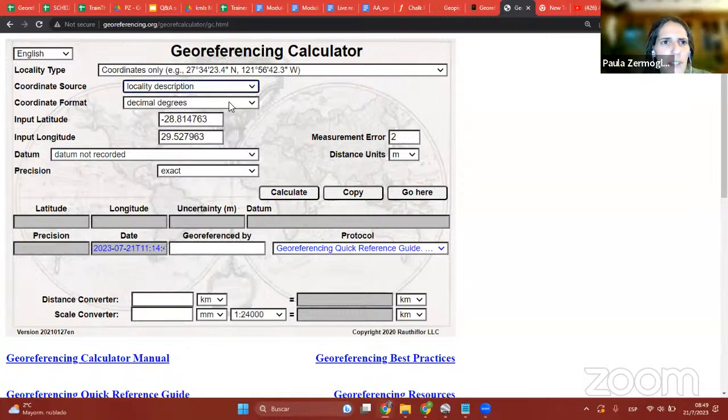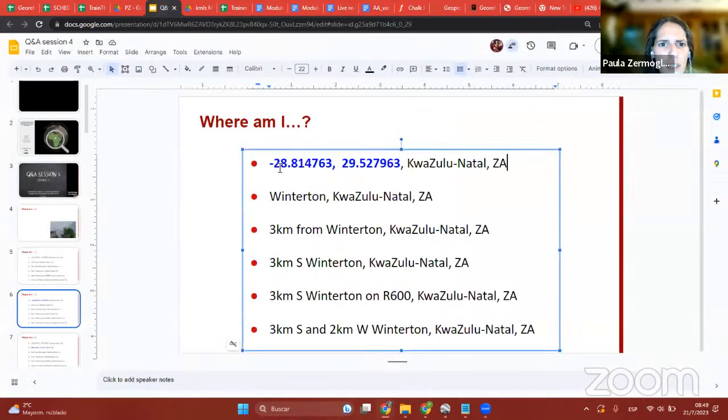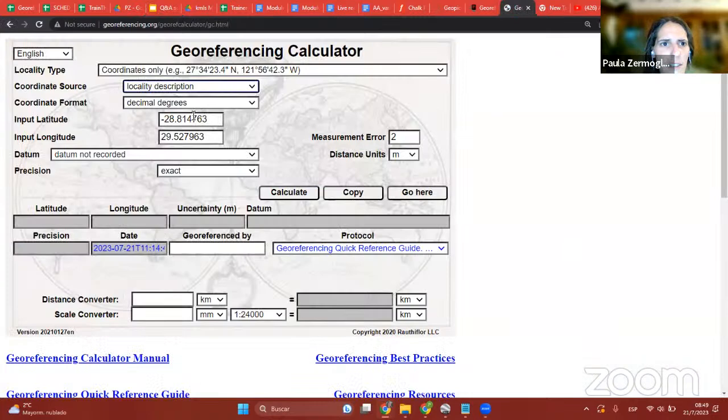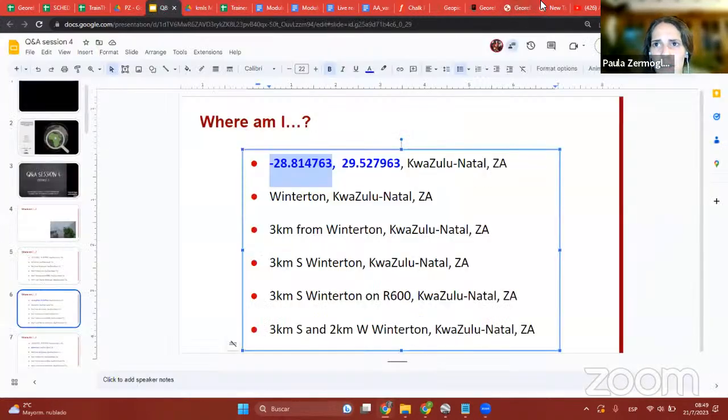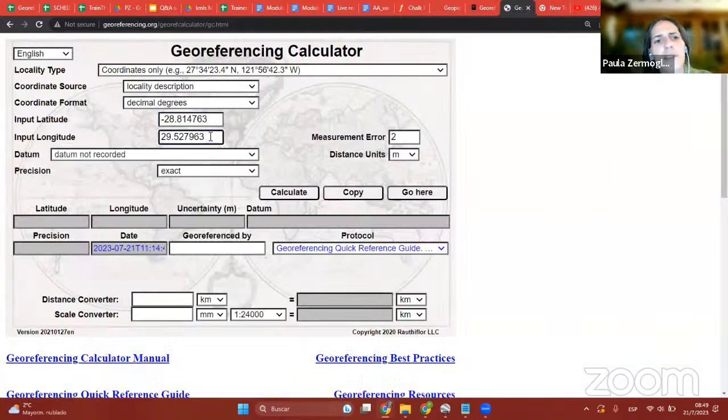Okay, which were the coordinates? We had them here. This is one coordinate. I'm going to paste them in the calculator just to have them in hand. I think they are the same that I already have. Yes. Okay. So these are the coordinates that were provided.